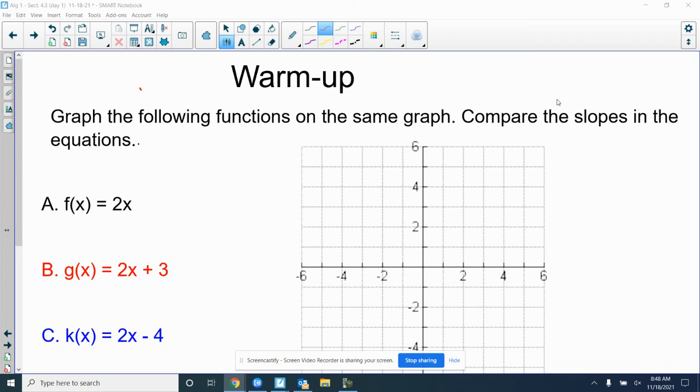x minus x sub 1. Next, substitute negative 2 for m, 1 for x sub 1, and 2 for y sub 1. The new equation is y minus 2 equals negative 2 times the quantity x minus 1. Now use the distributive property. The new equation is y minus 2 equals negative 2x plus 2.